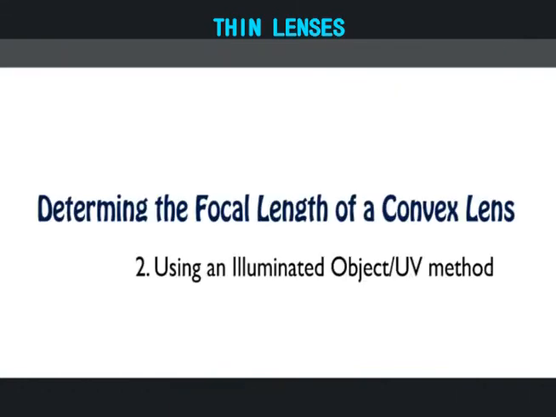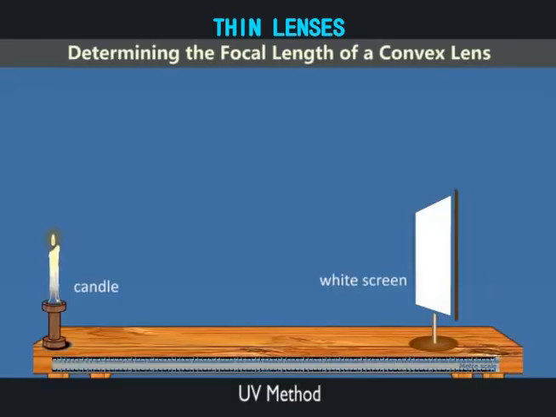The second method is using an illuminated object, or what we call the UV method. We arrange a candle, a screen, and a convex lens as shown here. Adjust the position of the lens so that a blurred image of the candle is formed on the screen. Now move the screen back and forth until a sharp image is formed on the screen.